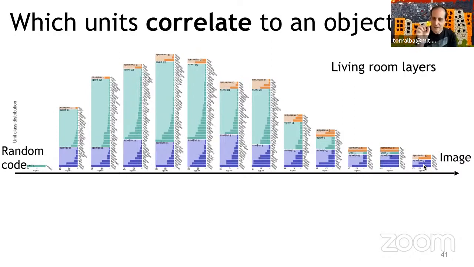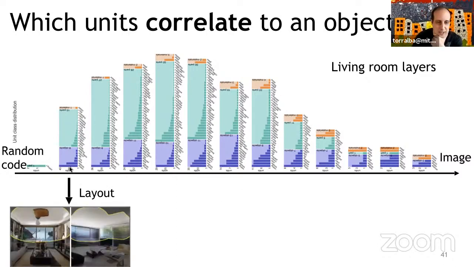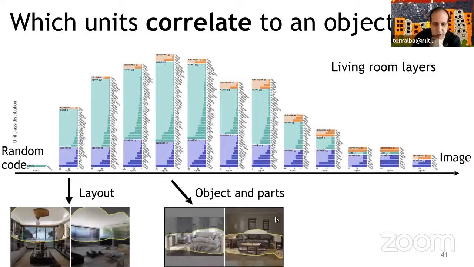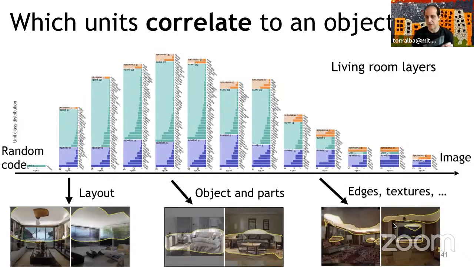Now, all the receptive fields of these units are really, really small. It's all about refining the edges, refining the colors, and so on. Most of the concepts are found within the intermediate layers, 5, 6, 7. And so we have this nice shape. If you look at the first layers, it seems to be mostly about layout. The units are responsible for drawing the general layout that the room will have. Then you have objects and parts, and at the end you have edges and textures. So it all makes kind of sense.